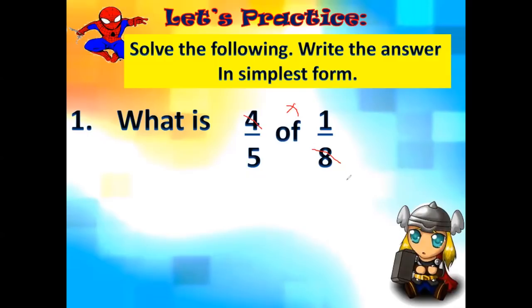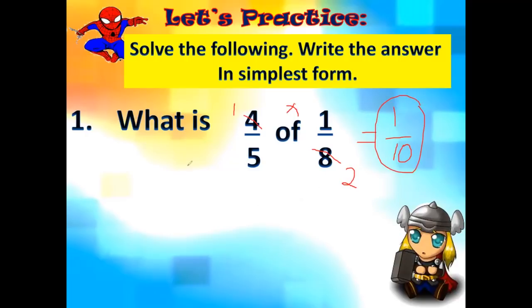So 4 and 8 can be divided by 4. 4 divided by 4 is 1, and 8 divided by 4 is 2. So I multiply 1 times 1, which is 1, and 5 times 2, which is 10. So it is already in lowest terms.